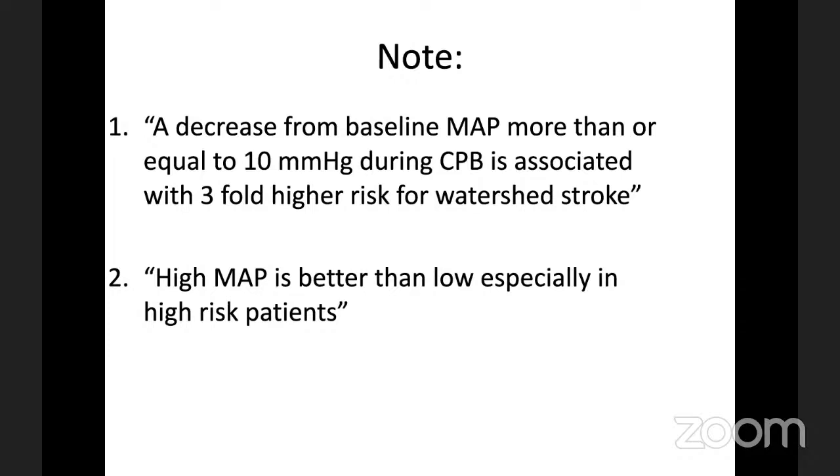To start with, a decrease from a baseline mean arterial pressure of more than or equal to 10 mmHg during cardiopulmonary bypass is associated with a threefold higher risk for watershed strokes. So a high MAP is better than a low one, especially in high-risk patients.